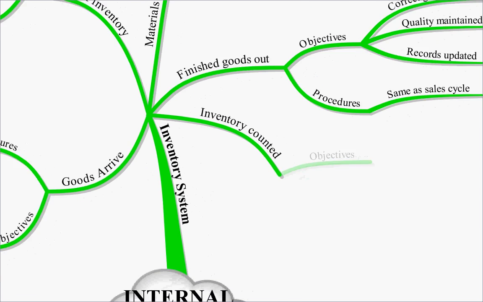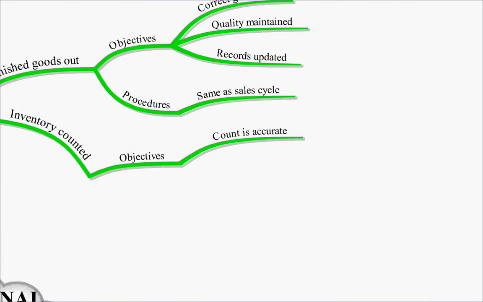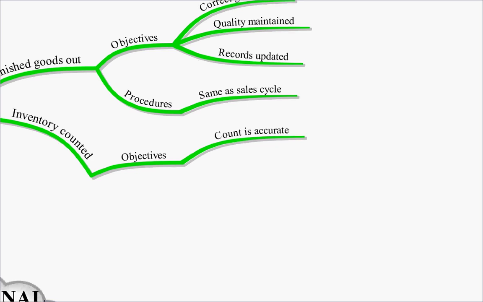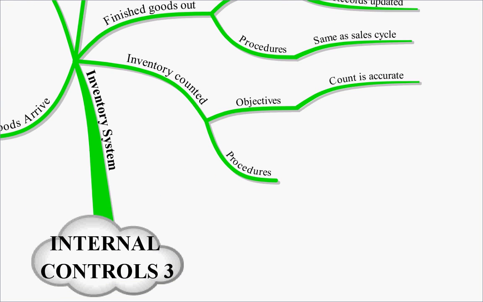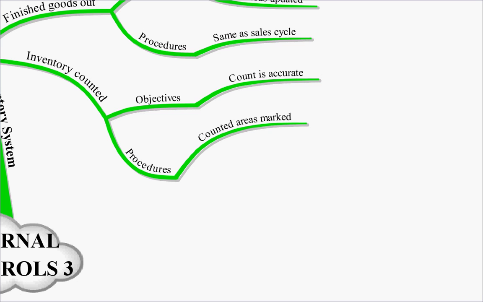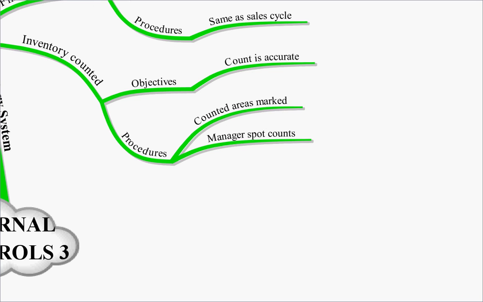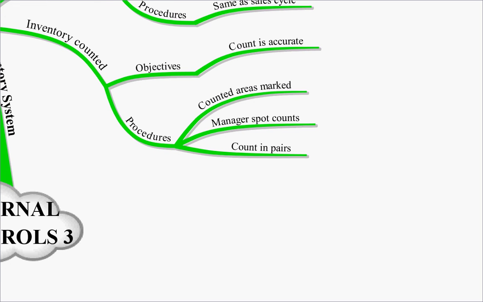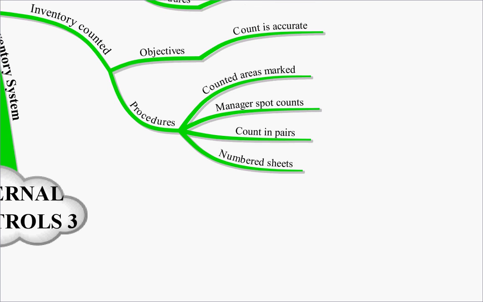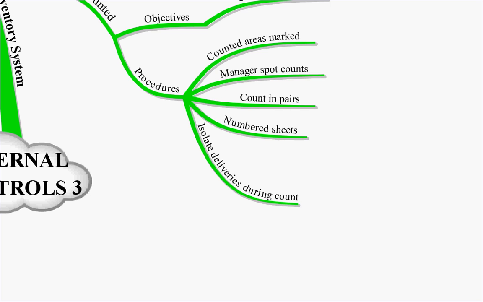Inventory count then. Well, the objective here is that the count is accurate. That's really all you're interested in. And the procedures to make sure that the count is accurate: once you've counted an area, it has to be marked as counted so it doesn't get double counted. The manager can do spot counts to make sure that they tally to what is written down on the sheets. Count in pairs, which just reduces the risk of someone either making a mistake or doing it on purpose. Make sure that all the sheets are numbered sequentially so that you can check if any are missing. And isolate your deliveries during the count so that you're not having inventory added on top.